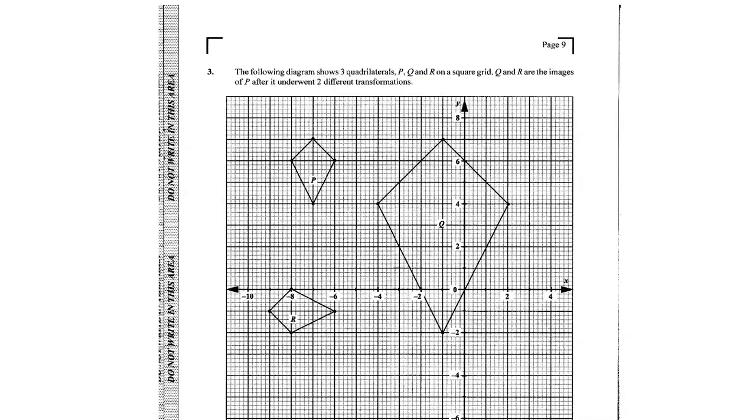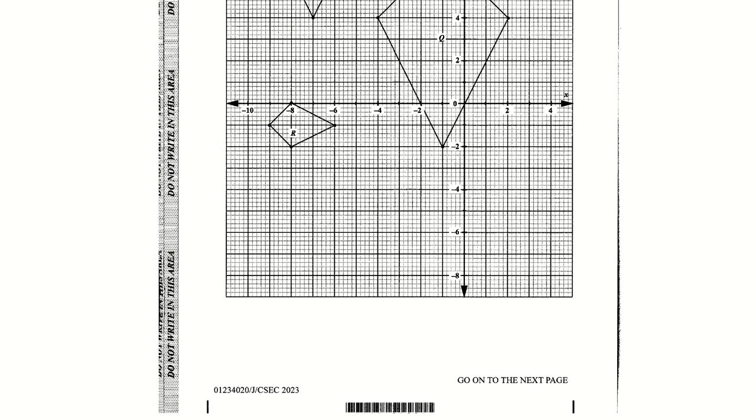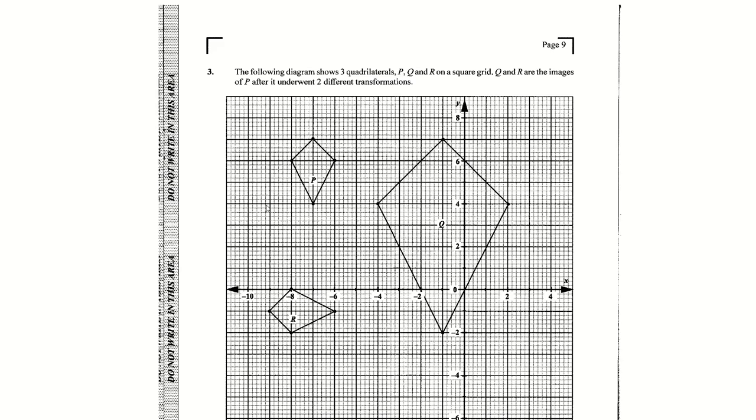This is January 2023. The following diagram shows 3 quadrilaterals, meaning 3 four-sided shapes, P, Q, and R on a square grid. Q and R are images of P after it underwent two different transformations. Right? Now, P is your object, sorry. If I had to go from P to Q, what type of transformation would that be, guys? Anybody could tell me? There are four different transformations that CXC brings. Is this a reflection? P to Q is a reflection?